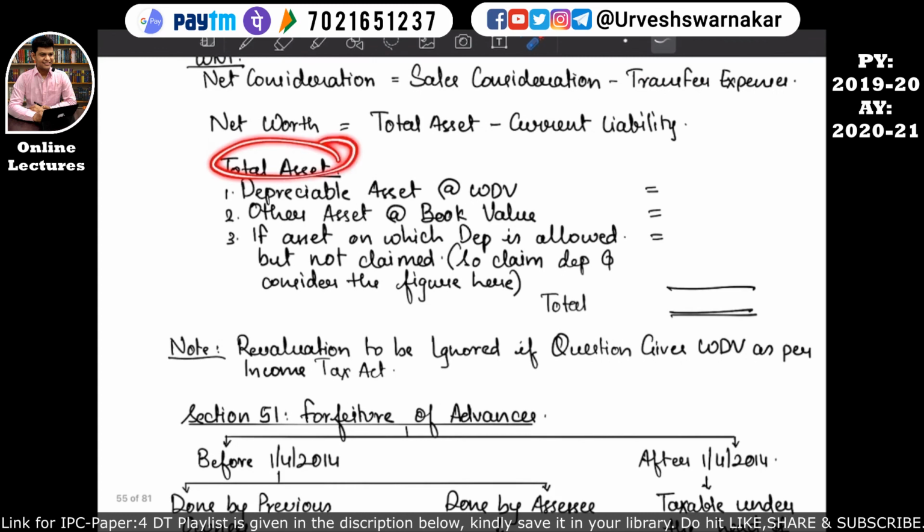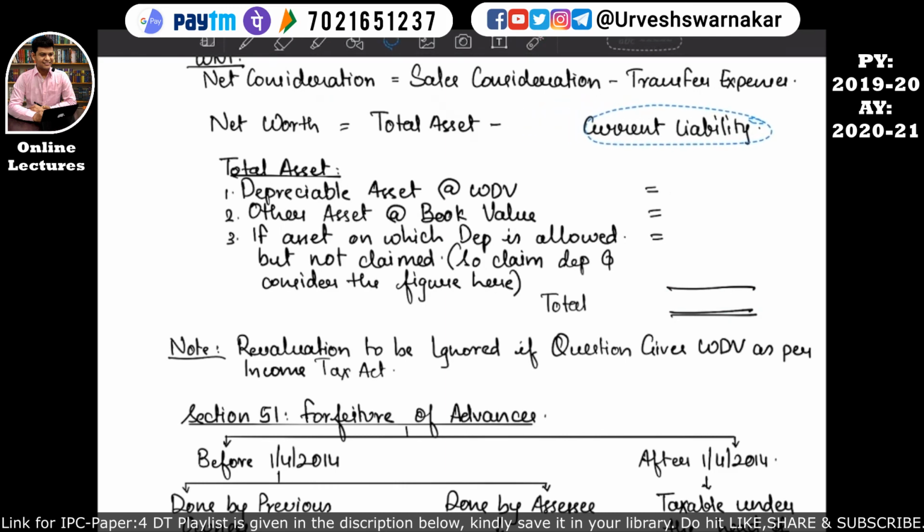How to calculate the total asset? Depreciable assets WDV will be taken. Okay, other assets book value will be taken. If an asset on which depreciation is allowed but not claimed, we will calculate the depreciation and claim it, and we will put the value of the asset after claiming the depreciation. I hope this is quite clear. And we will find out a total asset, which will be further reduced by the total of current liability. I'll write over here total current liability. I hope this is quite clear to you all.